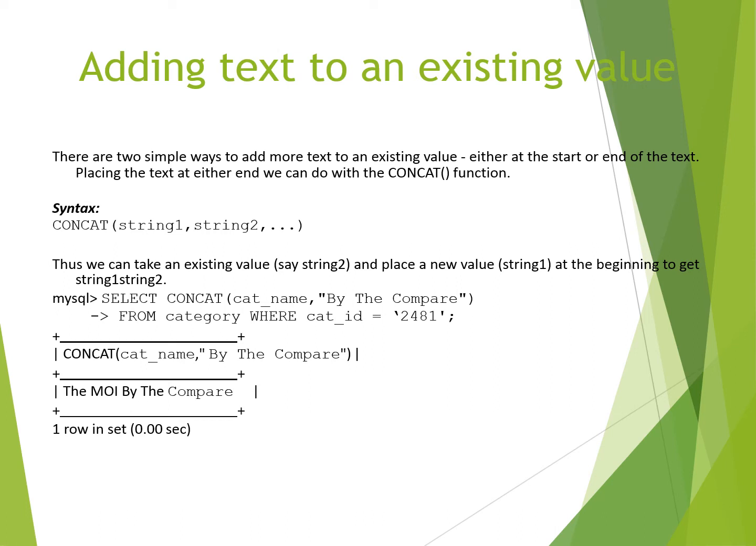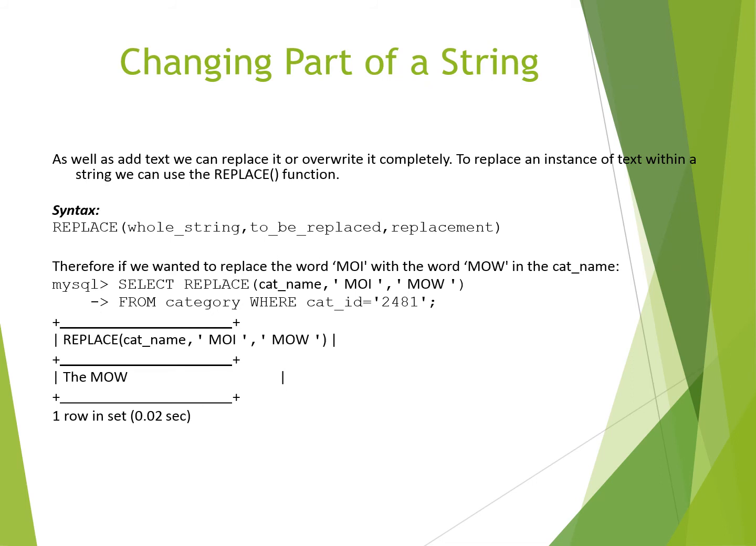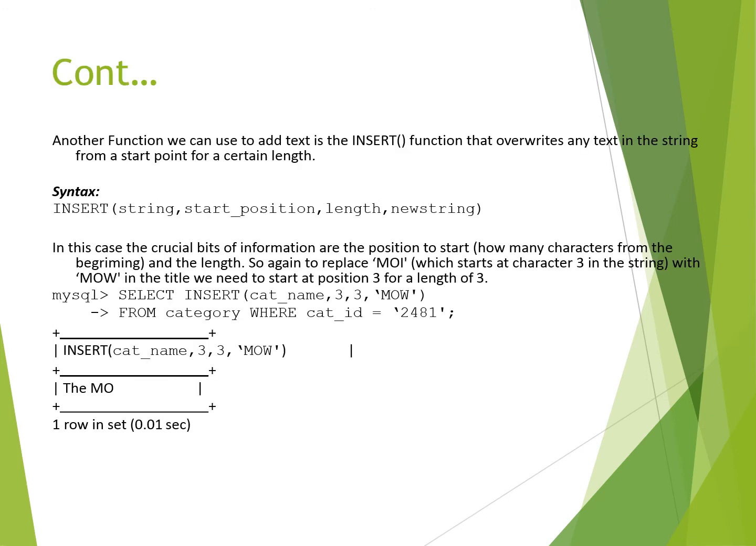There is a syntax CONCAT into string 1, string 2, up to however many strings we want to join. And there is a format of code. Changing part of a string. REPLACE whole string, string to be replaced, replacement. MySQL: select replace category name and replace, continuing. Syntax is INSERT into string, start position, length, and a new string.